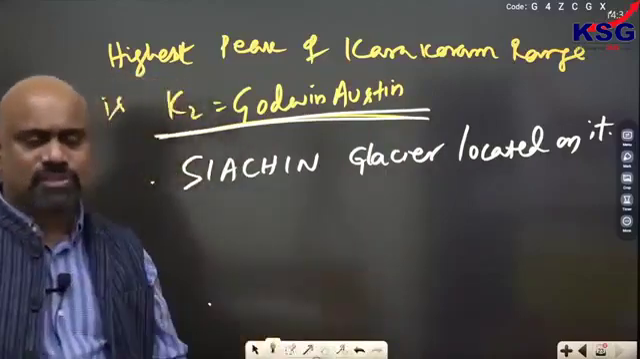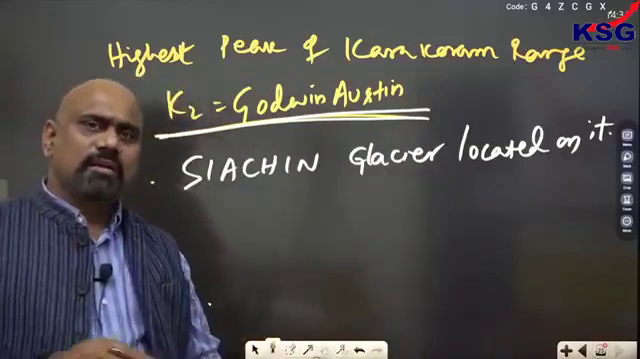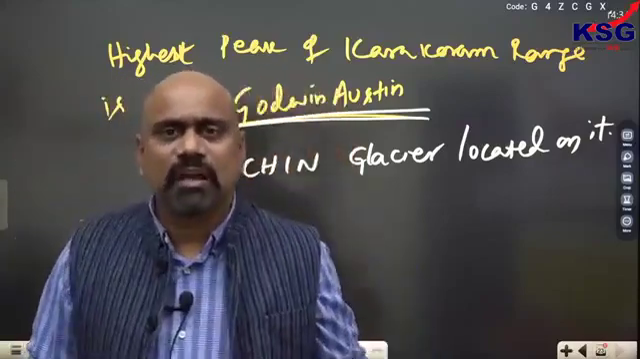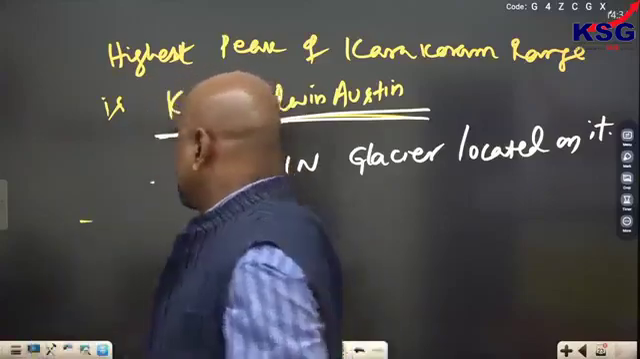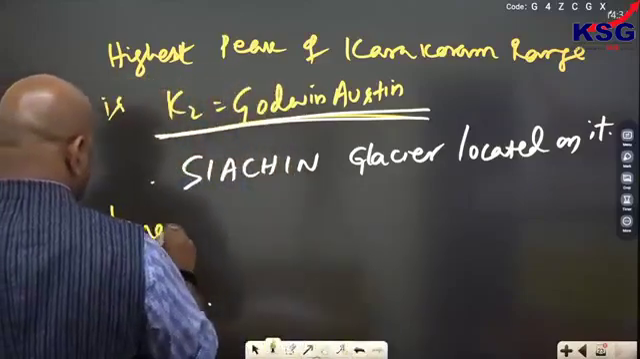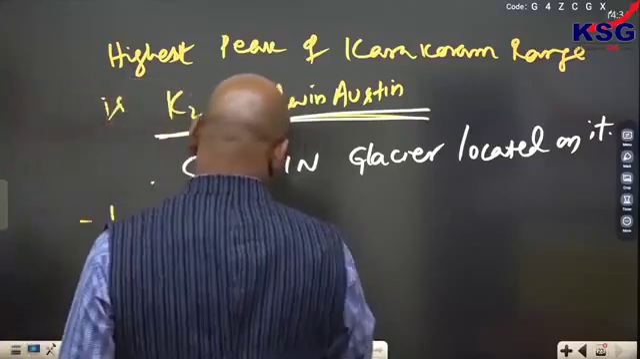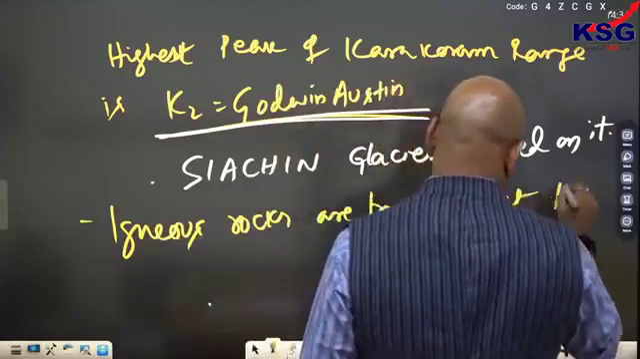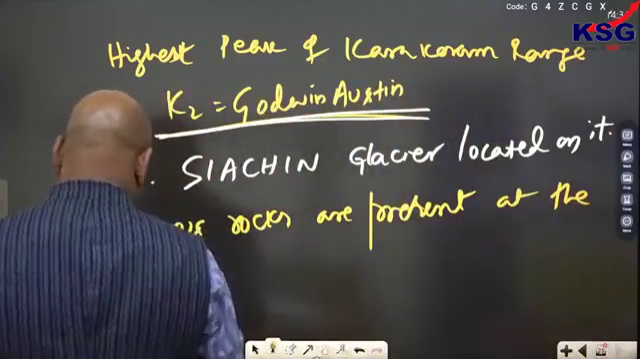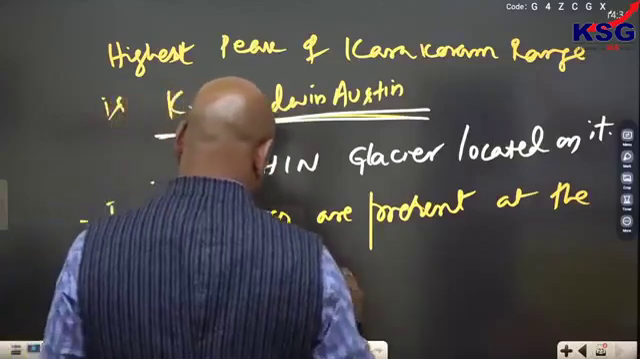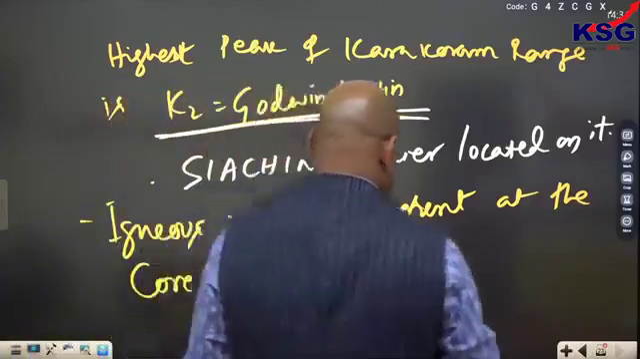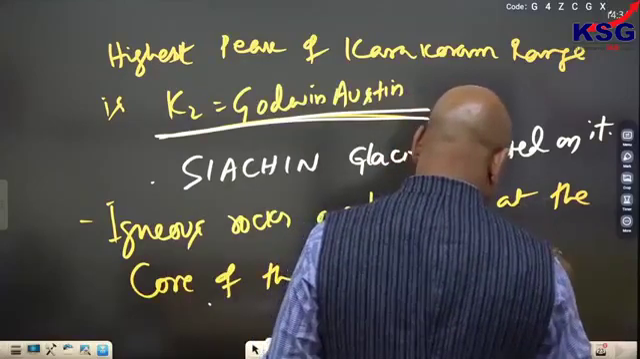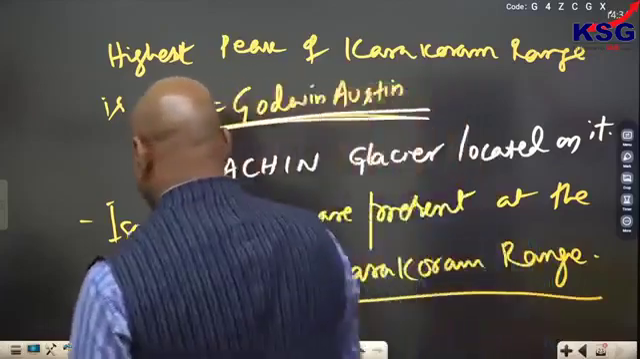If you look at the internal structure of this particular mountain, then you will be surprised to know that inside this mountain there are volcanic igneous material. Okay, igneous rocks are present at the core of the Karakoram range, Karakoram mountain or Karakoram range. Core of the Karakoram range we have igneous mountains.